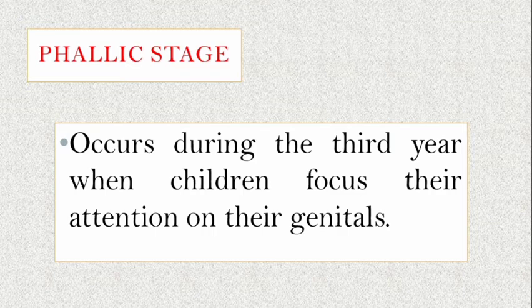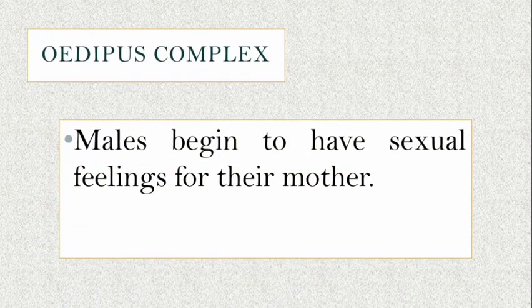Kasi na-observe na nila ano ang meron sa katawan nila and unti-unti silang nagiging aware what are their gender. So under phallic stage, meron tayong tinatawag na Oedipus complex. Ano ba yung Oedipus complex? Males begin to have sexual feelings for their mother. Kasi mas madami sa atin na kapag sinabing male, mas malapit sa nanay kaysa sa tatay.